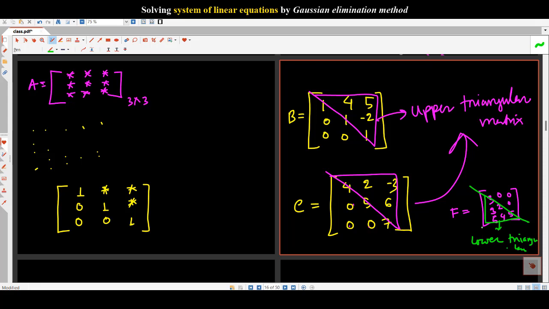So we have learned many definitions: rectangular matrix, square matrix, scalar matrix, diagonal matrix, identity matrix. We have learned determinant, minor, cofactor, non-singular matrix, singular matrix. Today we have learned what is coefficient matrix, what is augmented matrix, and now we are learning upper triangular matrix and lower triangular matrix.